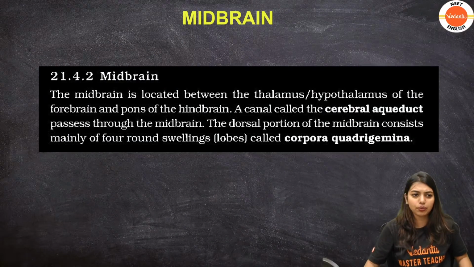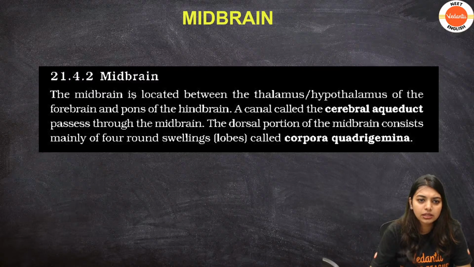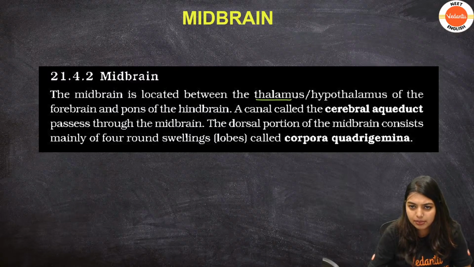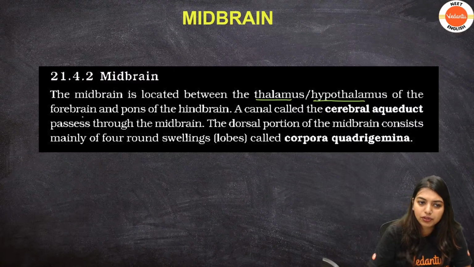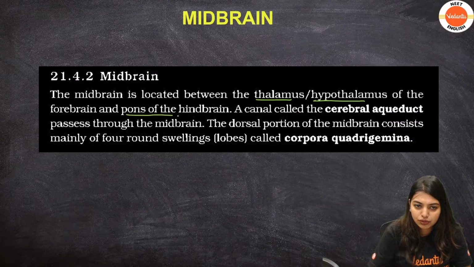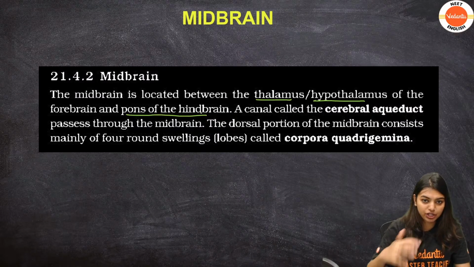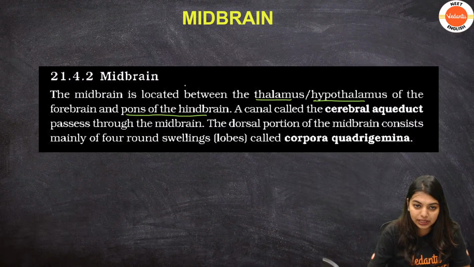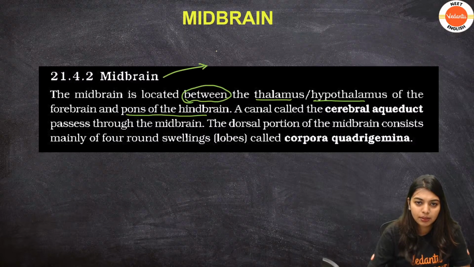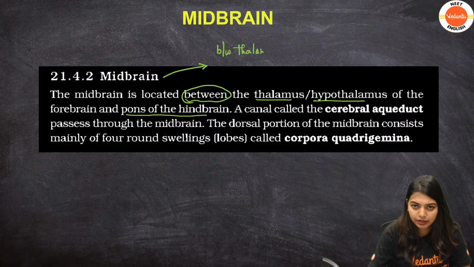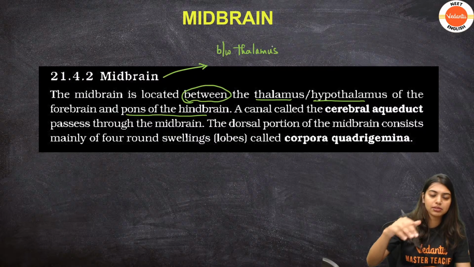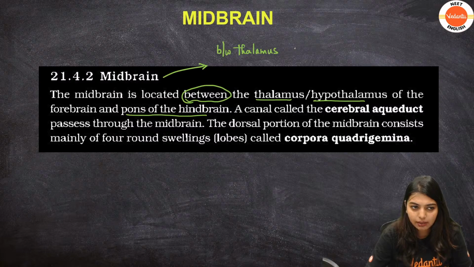Let's see here, students. It's a very small topic, so look here. The midbrain is located between the thalamus and the hypothalamus of the forebrain and the pons of the hindbrain. Okay, that is where the location is. Located between, this word is important. So it is located between whom and whom? Between the thalamus, or you can even write hypothalamus, because you know hypothalamus is below thalamus. Between the thalamus of the forebrain and the pons of the hindbrain.